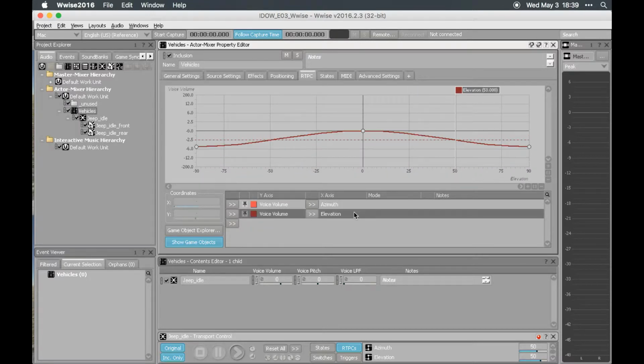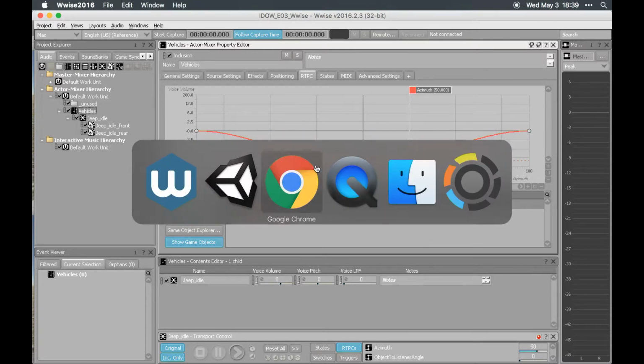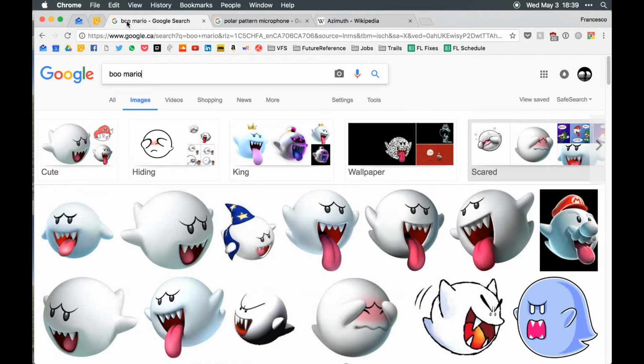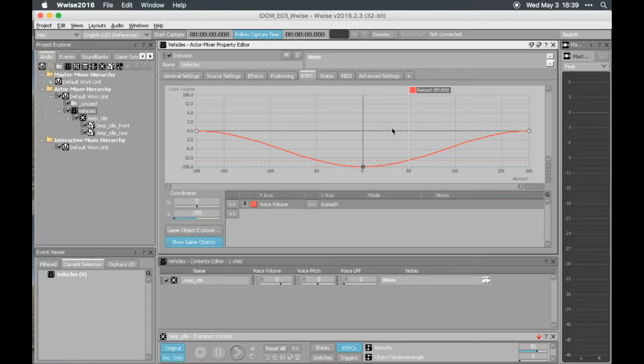One final thing, what if we use these parameters for creative reasons? So for example, let's get rid of elevation, and in azimuth, let's shift this to 0 and shift this to -200. This would work something like Boo in the Mario series. So what's his movement pattern? He flies towards you only when you're not facing him, and when you stop and look at him, he just covers himself and he doesn't move. So this would be an audio equivalent to Boo.